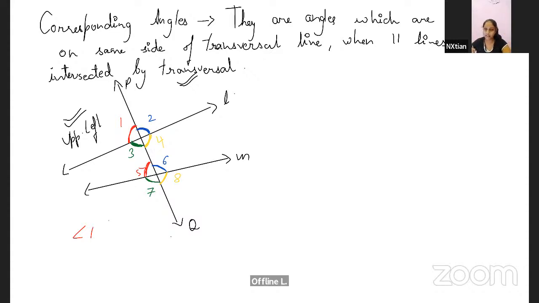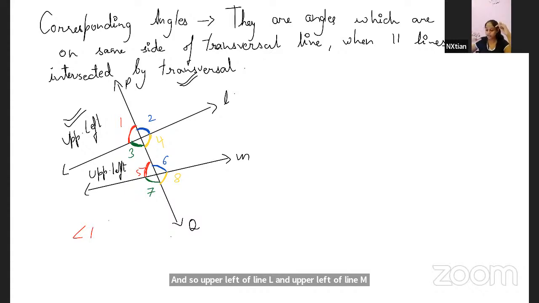Okay, the upper left side of the transversal on line L, and this is the upper left of line M. So the upper left of line L and the upper left of line M will be corresponding.